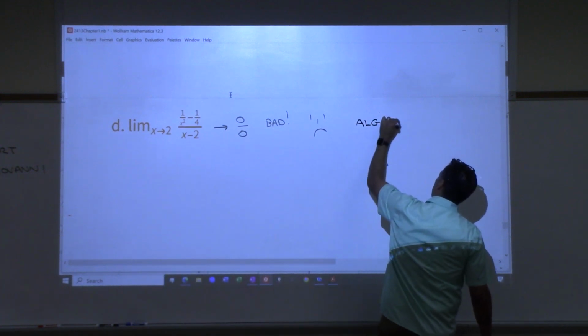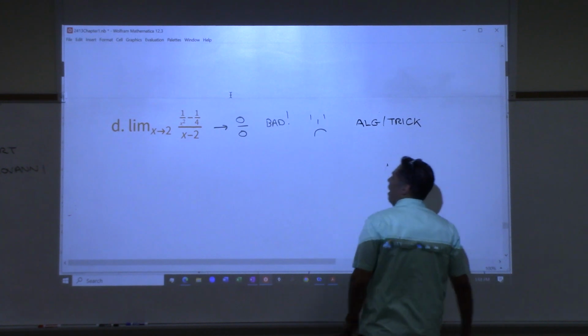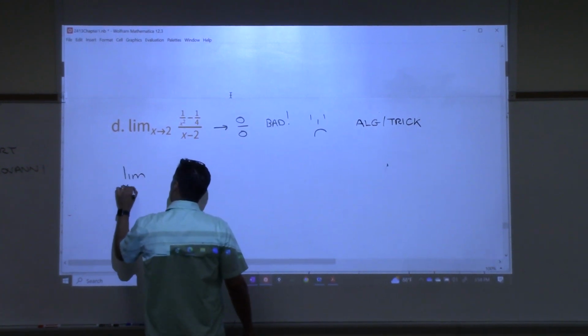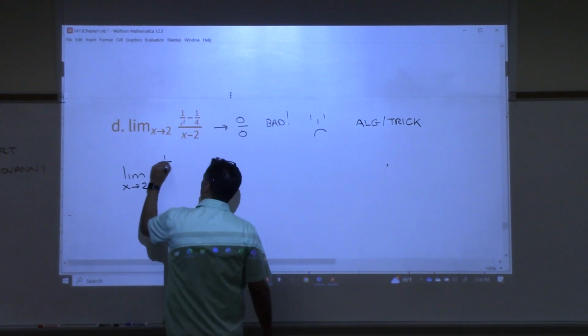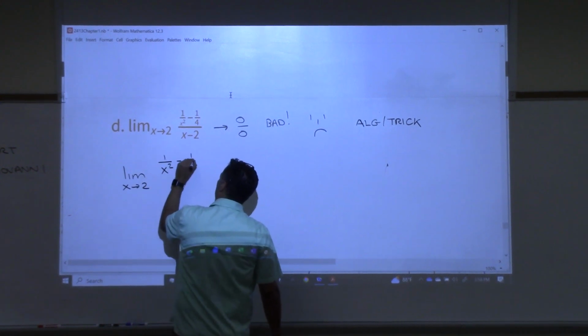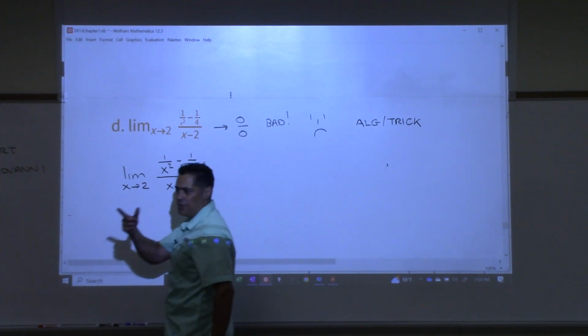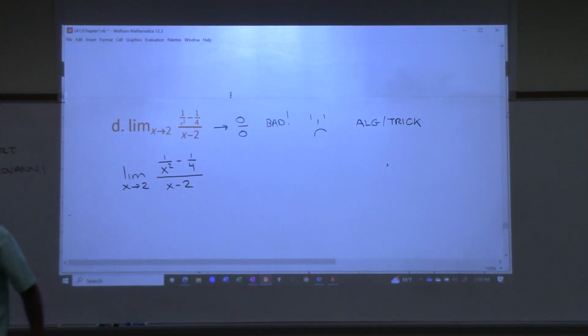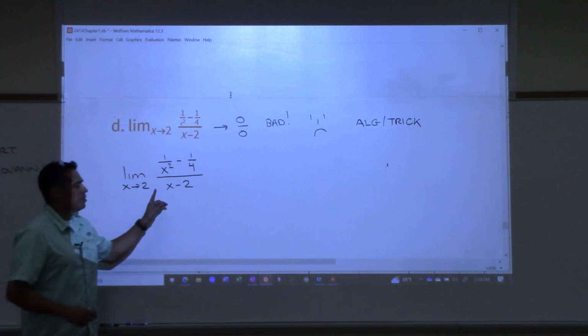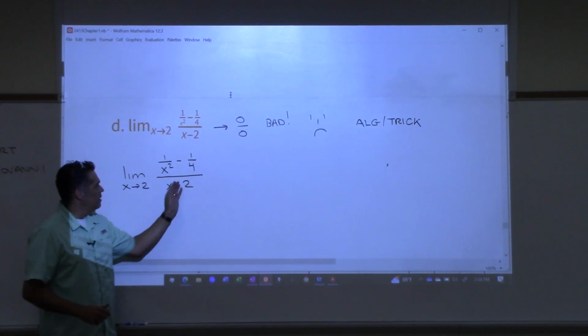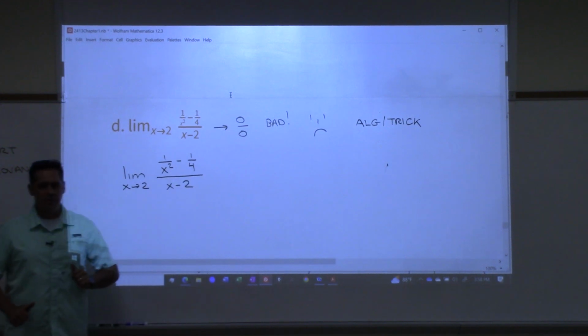Algebra trick. All right, I'm not thinking conjugate. I am not thinking conjugate because I don't see any roots. The root is what makes me think conjugate. If I don't see a root, I'm not thinking conjugate. What I do see, though, is what we would refer to as a complex fraction. It is a fraction, right? But within it, there's other fractions.